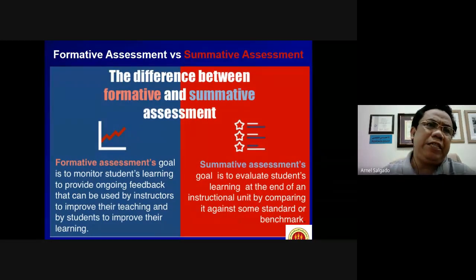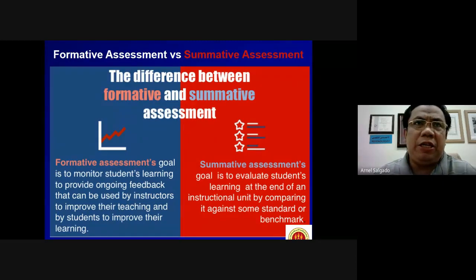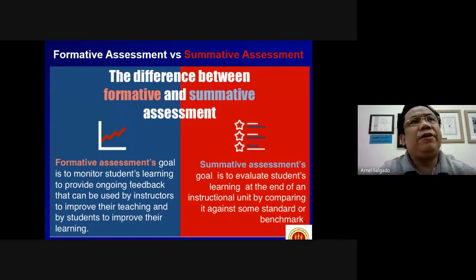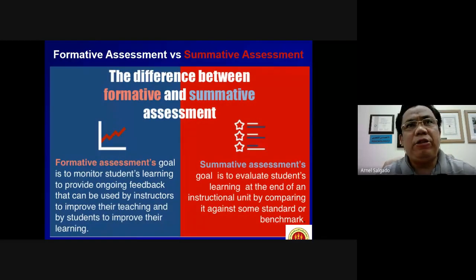Let's say, for instance, as I mentioned to you, before the start of the syllabus, teachers can give a formative assessment to diagnose what the students have learned so far, or what the students know so far about the subject matter to be delivered. It depends on the result.